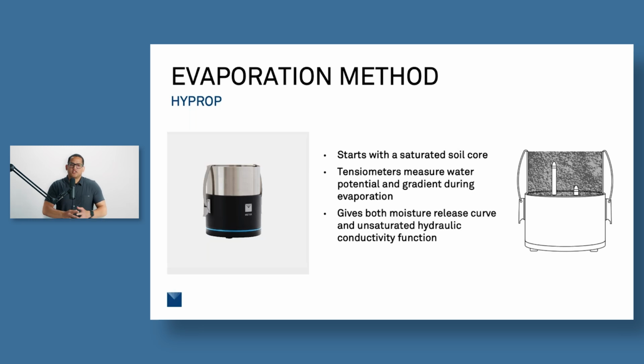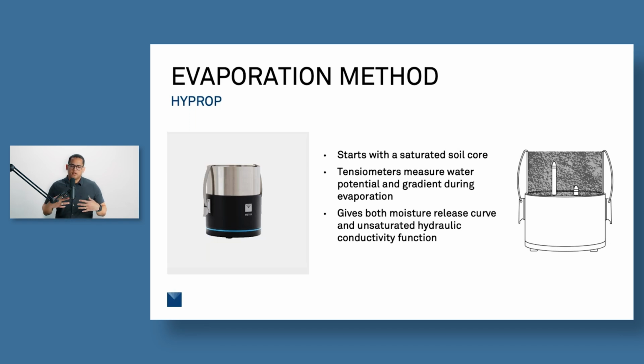So let's focus on the evaporation method first. Like I said, with the evaporation method, you typically start with a saturated soil core. And within that core, you're typically going to have two tensiometers. That's the Wind-Schindler method, embedded at two specific positions within that soil core, so we can get an average water potential of that core as it's evaporating. And that core is going to sit on a scale typically, so we can measure the change in water content automatically along with the change in water potential from the tensiometer measurements.